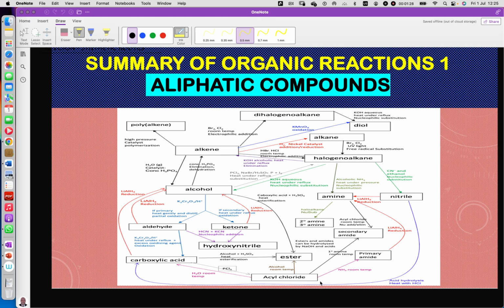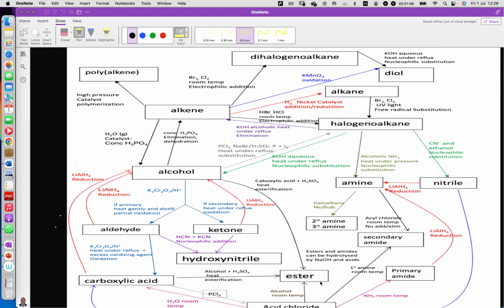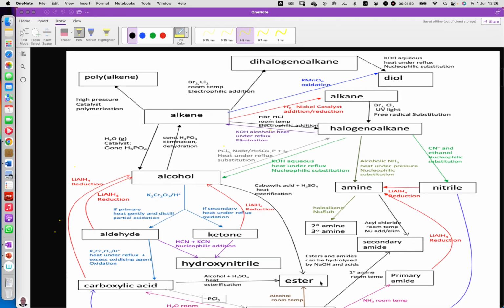Let's get started. We will be starting with alkanes, and we will go clockwise through these synthetic routes.